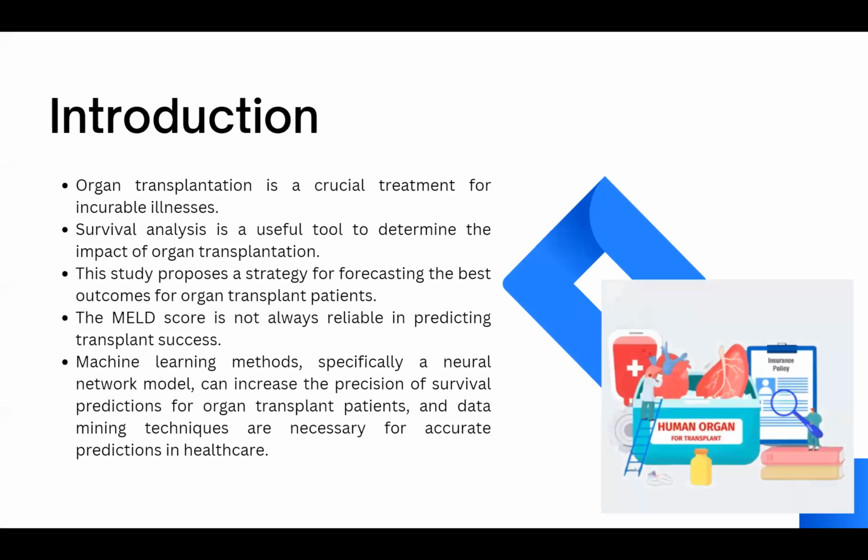As organ transplantation is an important treatment for incurable diseases, the survival analysis method is an appropriate basic technique to find out the influence of such an operation. The objective of this research is to present a methodology for predicting patients' best outcome after organ donation. The MELD score is currently used to guide the organ allocation decisions, but it has its own limitations in accurately predicting transplant outcome. So here we propose machine learning techniques, specifically a multi-layer perceptron neural network model, to improve the accuracy of survival prediction for organ transplantation patients.